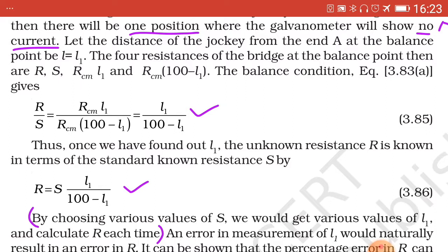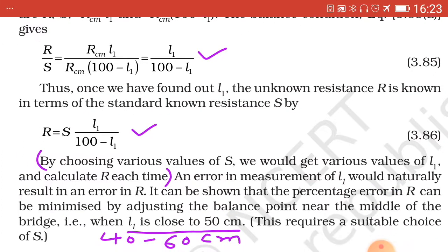Which is the final equation to find the value of R. So, by choosing various values of S, we can get various values of L1 and hence calculate R each time. Generally, L1 is kept close to 50 centimeter, that is by adjusting the balance point near the middle of the bridge.